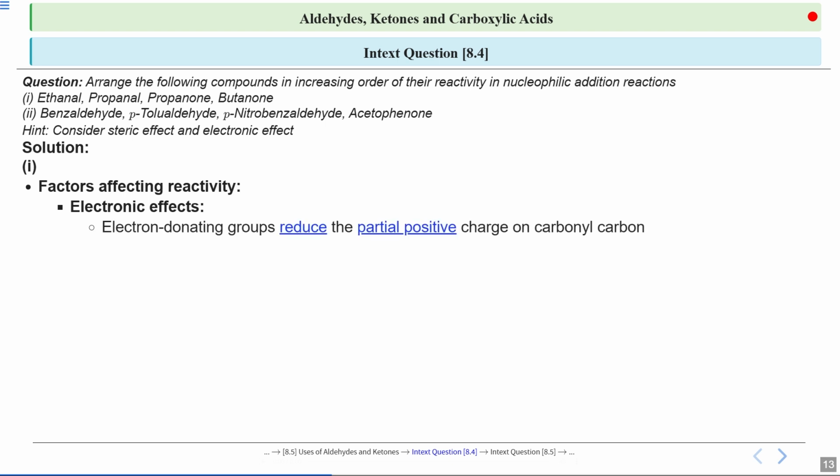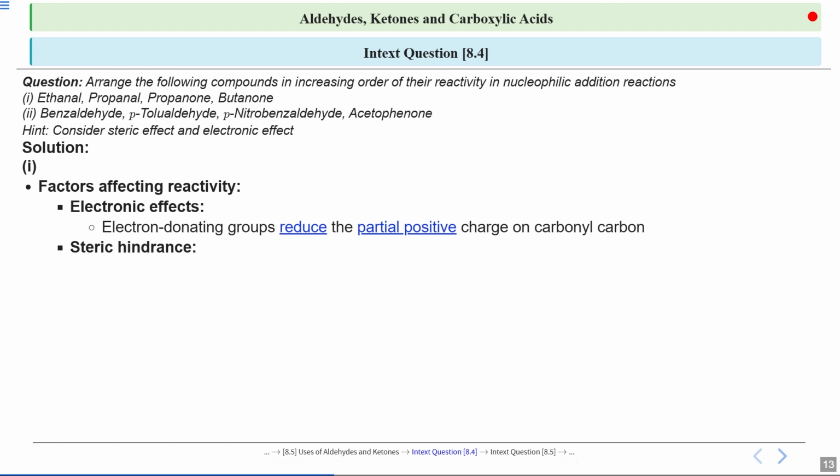Now, an electron donating group decreases the electrophilicity of the carbonyl carbon by reducing its partial positive charge. Now, we know that the carbonyl carbon is more electrophilic. Why? Because oxygen, being more electronegative, withdraws the electron density, which leaves the carbon electrophilic. But if you add electron donating groups, these electron donating groups increase the electron density on the carbonyl carbon. As a result, the electrophilicity of the carbonyl carbon is reduced. So its positive charge, or the electrophilicity of the carbonyl carbon, is reduced.